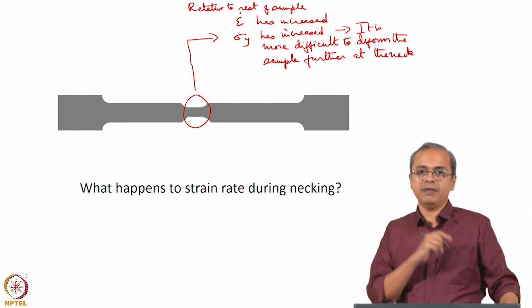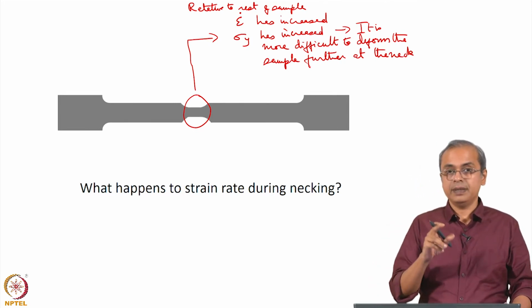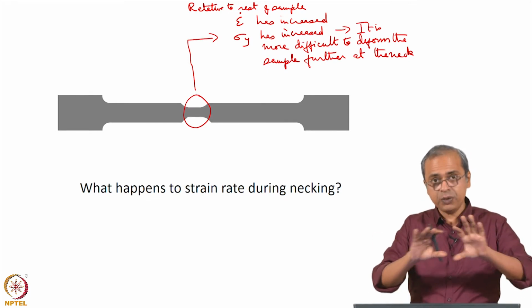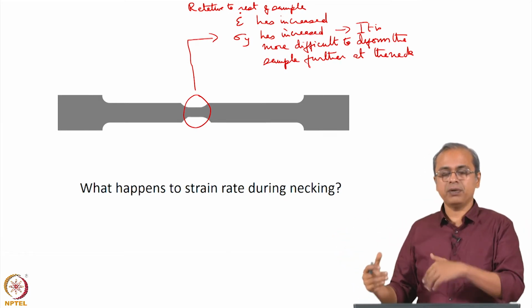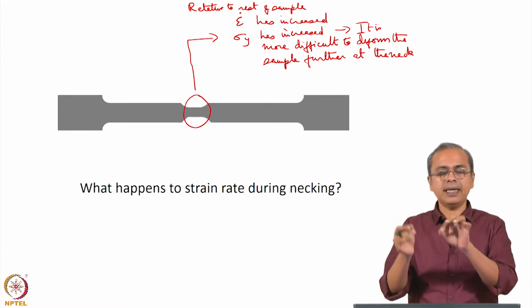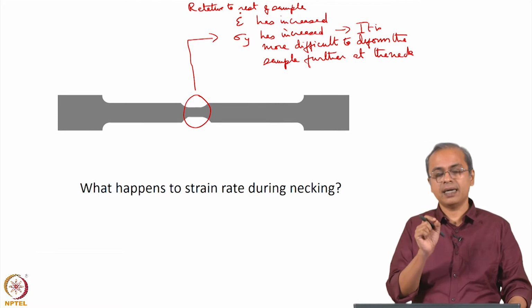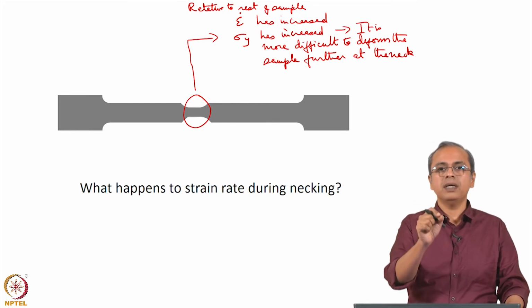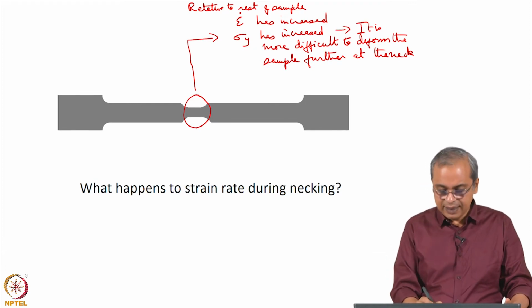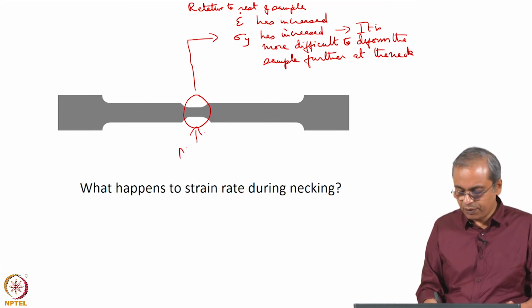Because the strain rate sensitivity index is high, the yield stress has increased at the neck, and therefore, this is happening during the test. This is not something that is happening independent of the test. During the test, the neck has formed and the strain rate has gone up at the neck, therefore, the yield stress at that instant has gone up for the region that is at the neck, and therefore, this region is more difficult to deform.